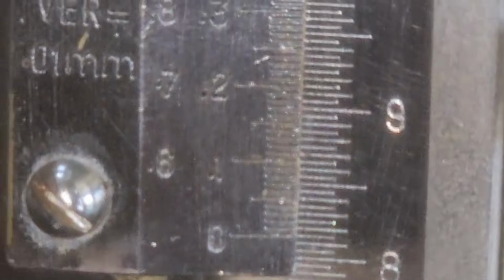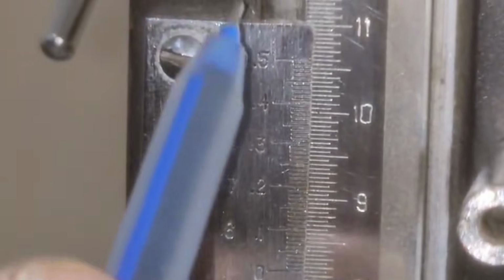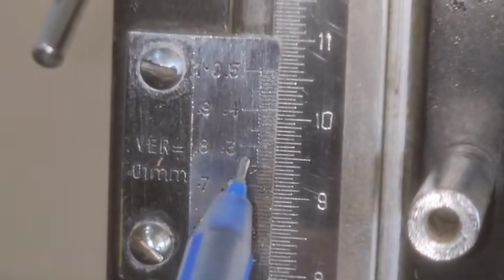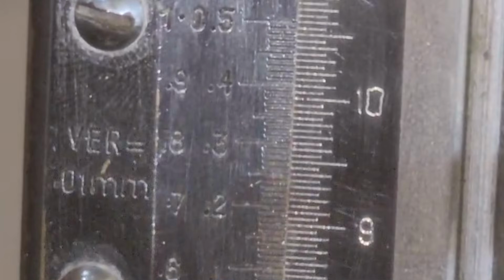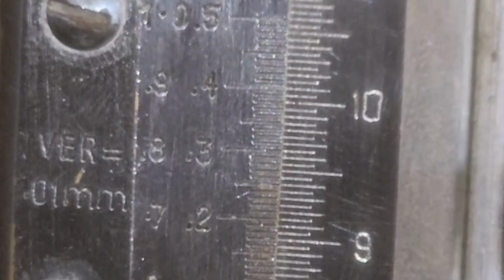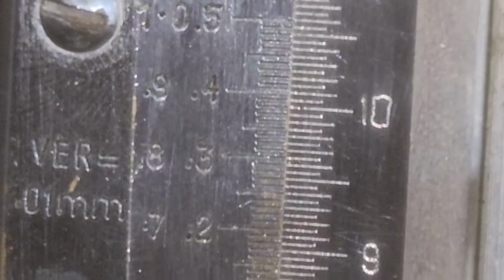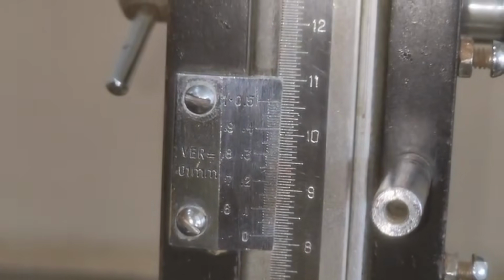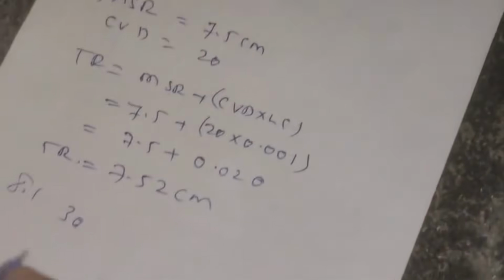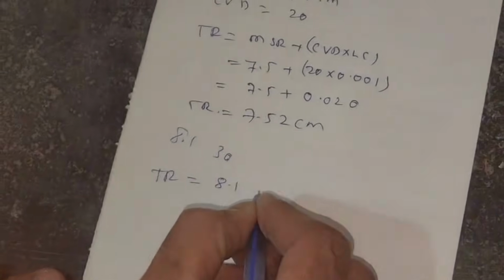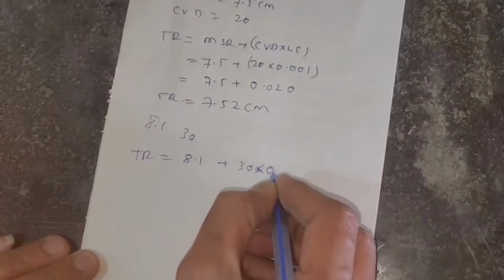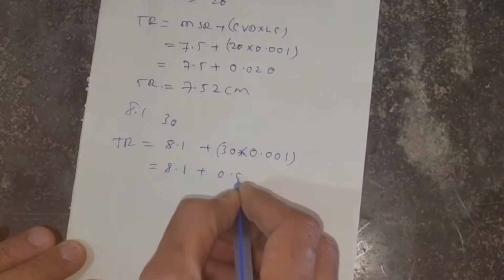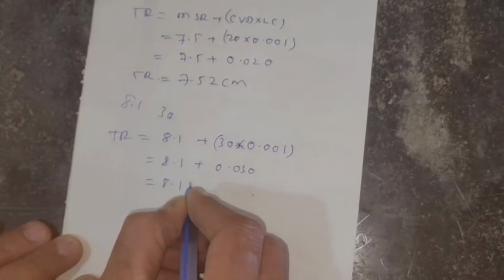And CVD, coincided vernier division: out of 50 divisions, one of the divisions coincided. You may see the 30th division is coincided with main scale. So CVD is 30. Total reading TR is equal to MSR 8.1, CVD 30. Least count is 0.001, hence it is 8.1 plus 0.030, 8.13 centimeter.